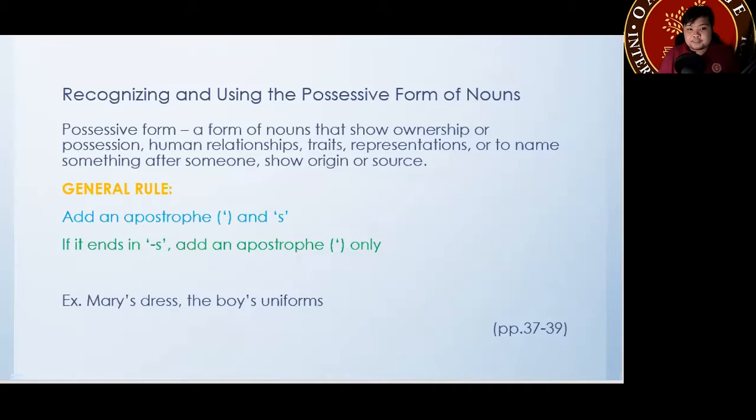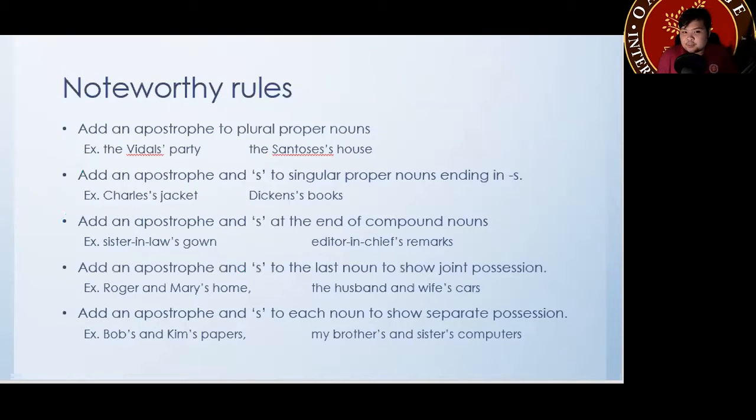All right. Now, I won't discuss all of the rules that are in your books because they're quite a lot, and a lot of them are just repetitive. Basically, if it does not end in S, then add an apostrophe and an S. But if it ends in S, then you add an apostrophe. But I'd like to discuss just a few noteworthy rules, some rules that I'd like to discuss for clarification.